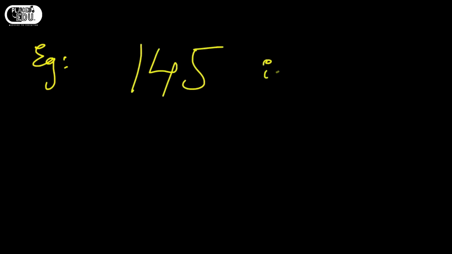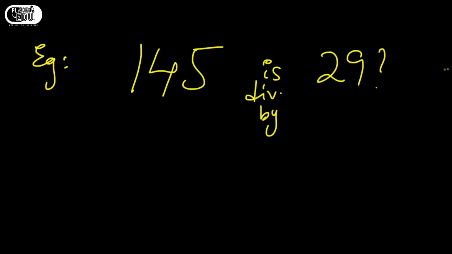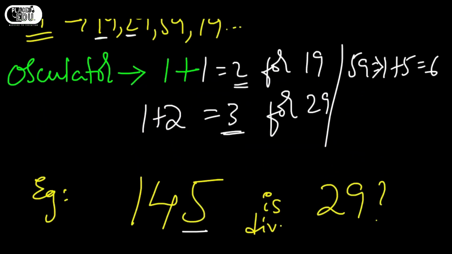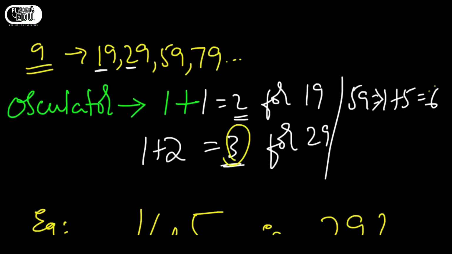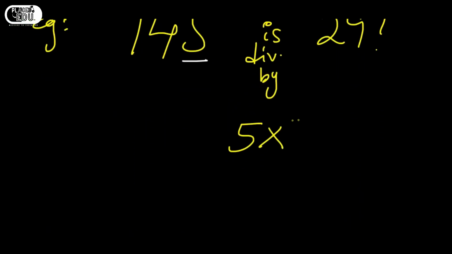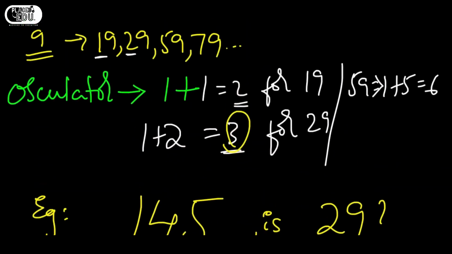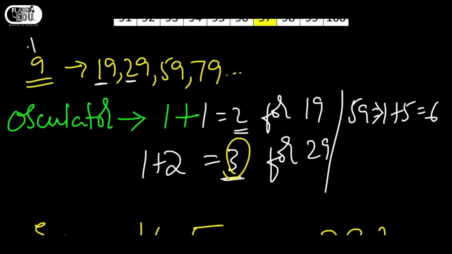Is this divisible by 29? This is the question. So what I have to do is consider the last digit, that is 5, and multiply it by the oscillator. What is the oscillator of 29? It is 3, so I have to multiply it by 3. And this should be added, since we are discussing 9, which is a positive oscillator.